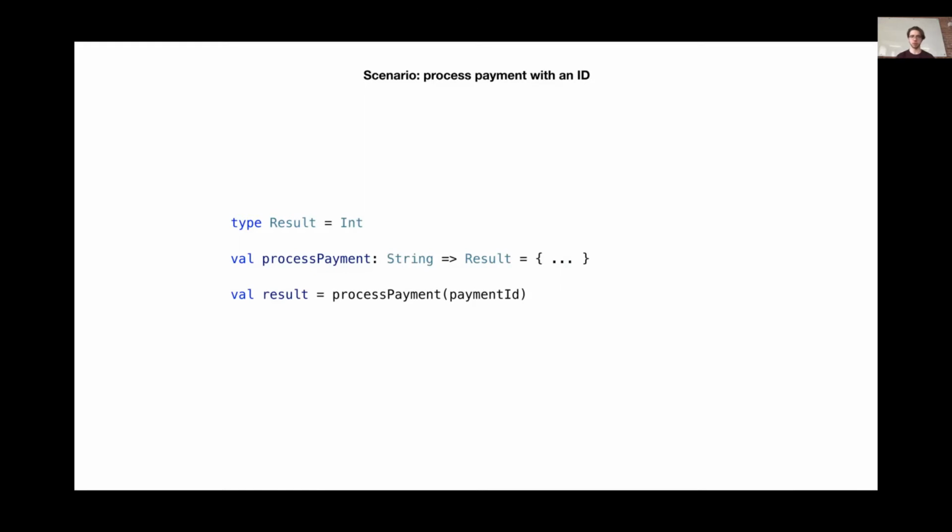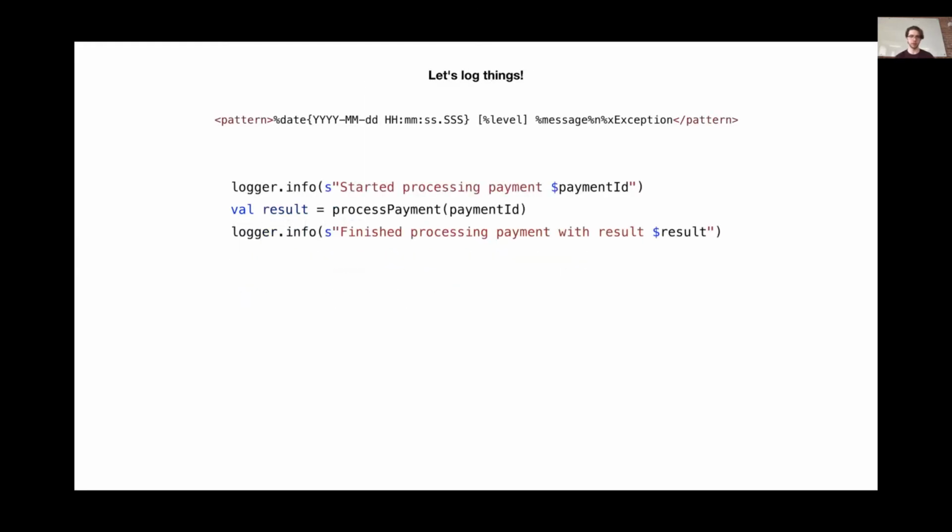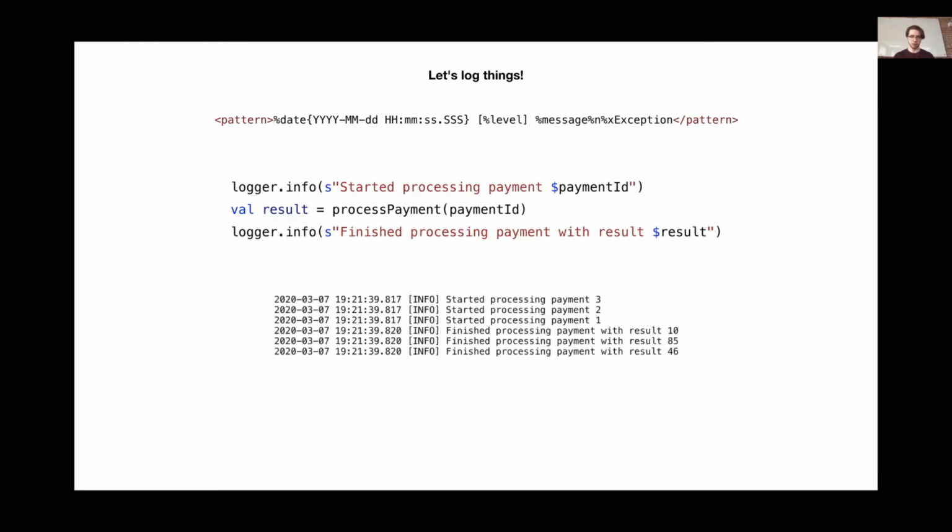So the standard approach would probably be to log some things. So I'm going to log the payment ID before I start, and then I'm going to log the result of this whole processing thing. Note that I'm not repeating the ID of the payment because I don't need to. It's already there in the first message. So if we look at the logs, we can see all the results of all the payments that we've made. There's just one problem with it. We don't see which result comes from which payment. So how do we solve this problem?